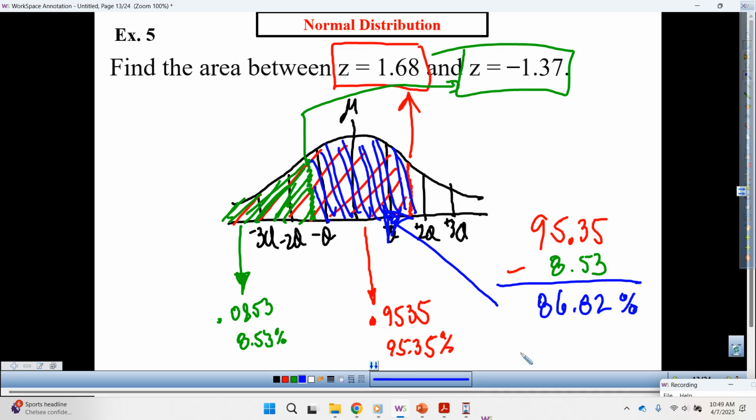From 1 to 5, how comfortable are you? We got it, right? 5, 5, 5. 86.82, yeah. All right, we'll stop right there.